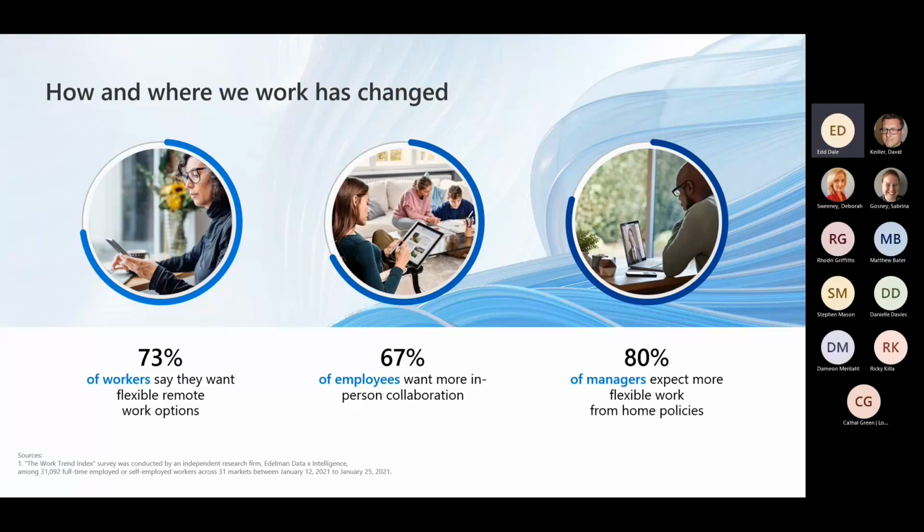So what we're basically seeing here is employees saying they want more flexible work options, but at the same time, they also want more in-person collaboration. And this is kind of the hybrid work paradox that we've encountered there. People wanting in-person collaboration, but at the same time, flexible remote work options. So again, how can we achieve this?